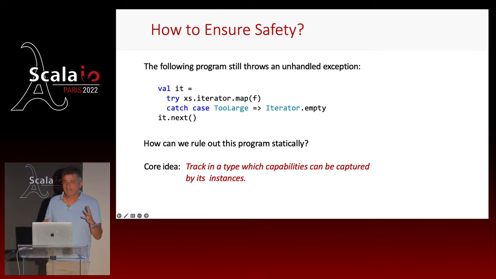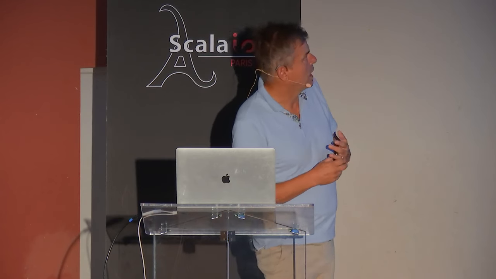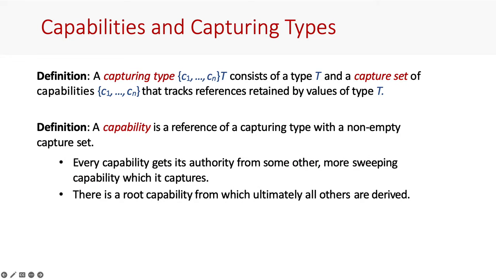The core idea is we need to track in a type what are the inherent capabilities it hangs on to, that are not passed through the operations of the type from the outside. If I say, you need to give me a capability, I do something, that's okay. But if I say, I have it already, you don't need to do anything, like the thing we pass to map, that we need to track in a type. The proposed syntax is that we write a bunch of capabilities, C1 to CN, which you call a capture set, in front of a type.